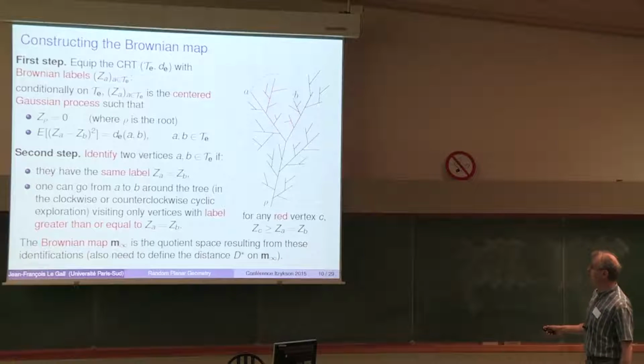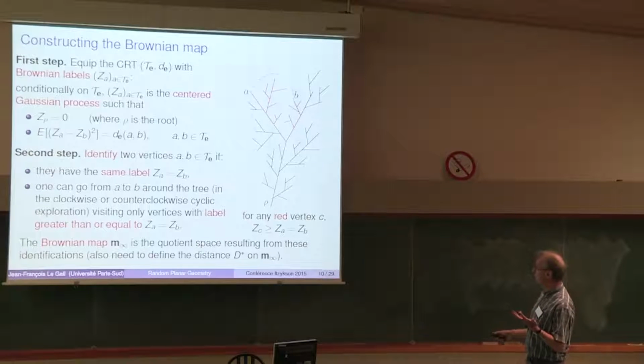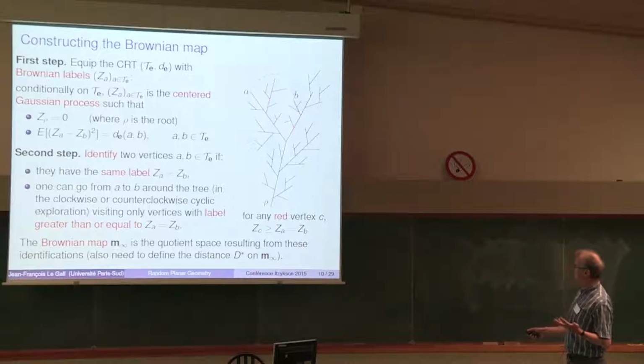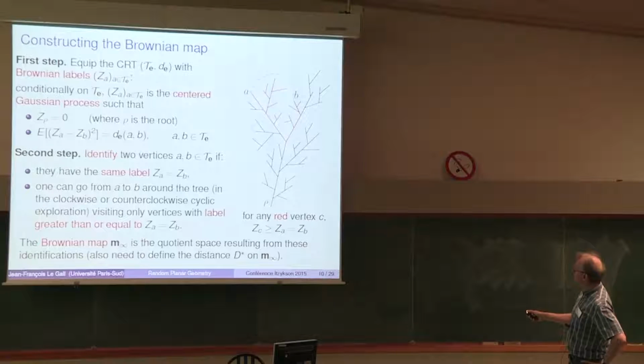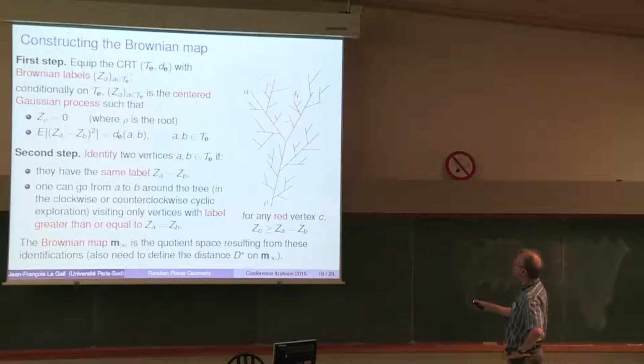And once you have done that, there is an identification process. You identify two vertices A and B if they have the same label, but you require much more than that. You require that when you go from A to B around the tree, so you can do this either clockwise or counterclockwise, but let's say clockwise, for instance, like this, you encounter only vertices with label greater than or equal to the label of A, which is equal to the label of B. Okay, so on my picture here, I'm going to identify A and B.